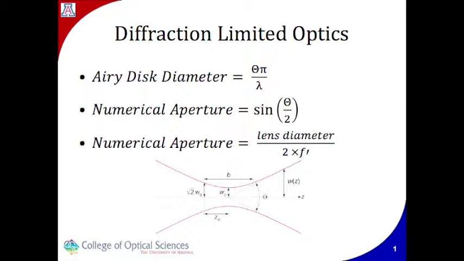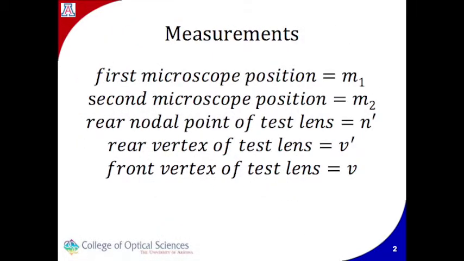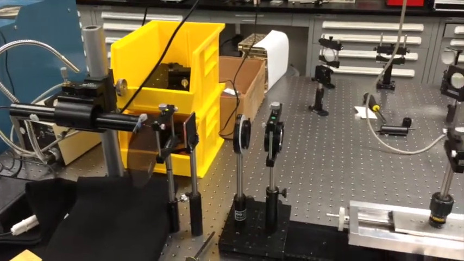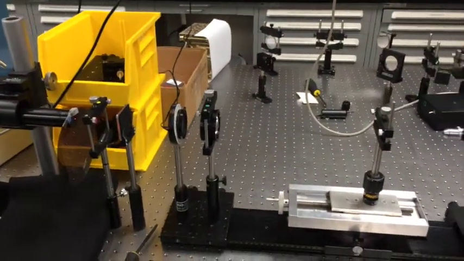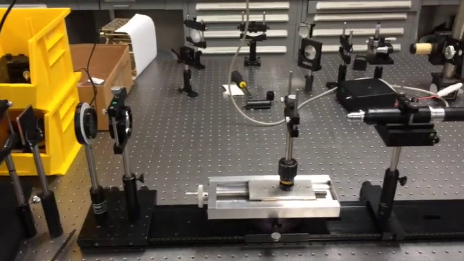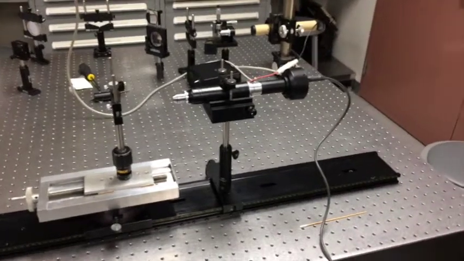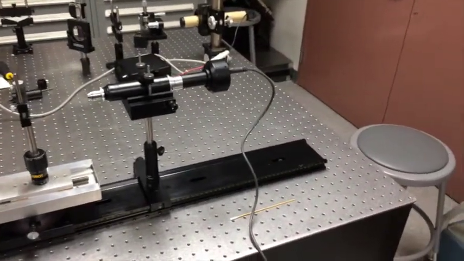The measurements we take are simple: the first and second microscope position, the rear nodal point of the lens, the rear vertex of the lens, and, if you want to find the thickness, the front vertex of the lens. The general setup of the nodal slide consists of a diffuse light source, pinhole, collimating lens, test lens, and the nodal slide on a traveling rotational stage and microscope. For demonstration purposes, we use the laser light source, added two polarizers, and imaged using a microscope camera.